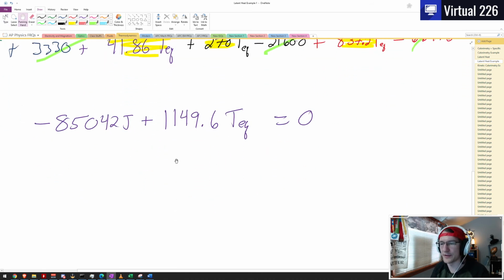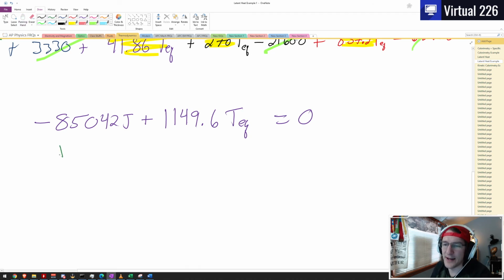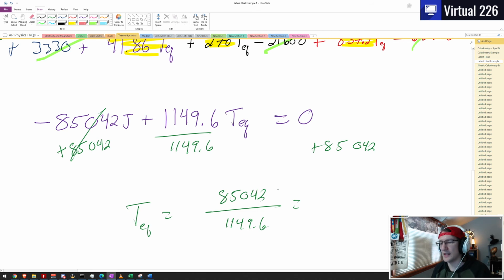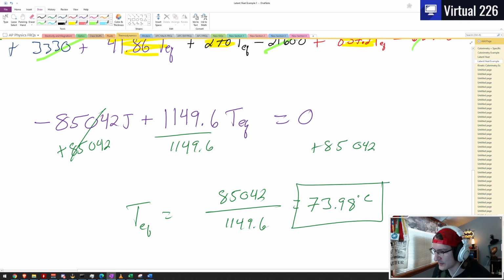And at this point, this looks way easier to solve. This is actually something that I would have loved to see 10 minutes ago. I'm going to add the 85,042 over to the other side. And then I'm going to divide by the 1149.6. So we see that TEQ equals 85,042 divided by 1149.6. We get a number here that is 73.98 degrees Celsius. And that's nice because our tea cooled down a little bit.